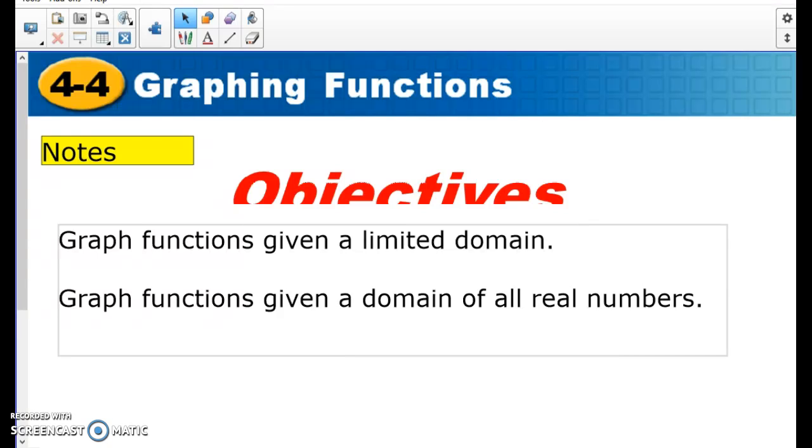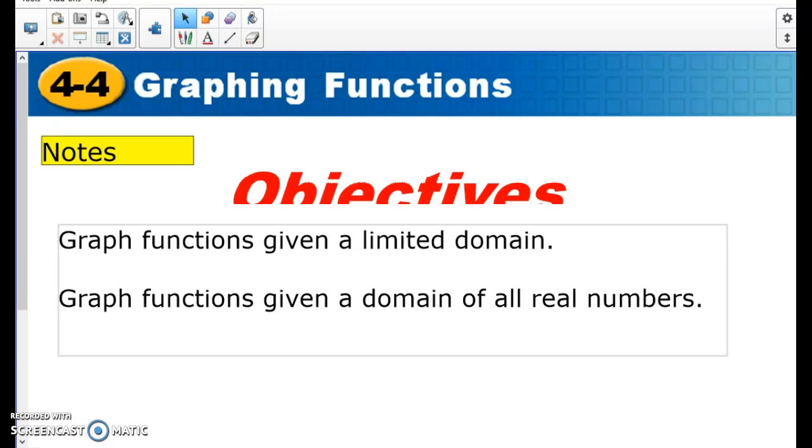Alright, so in this lesson we have two things we need to do, but they're really the same thing. We need to graph functions on a limited domain. That's actually easier than graphing them on an unlimited domain. They give us the x value, we plug it in, do the math, and then graph the points once we get the y value.